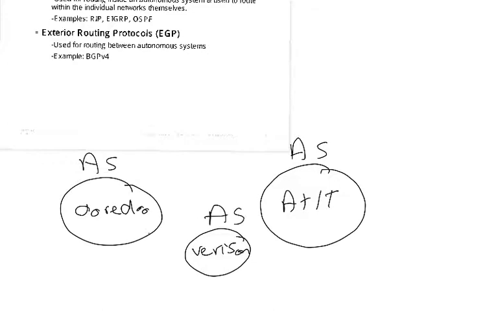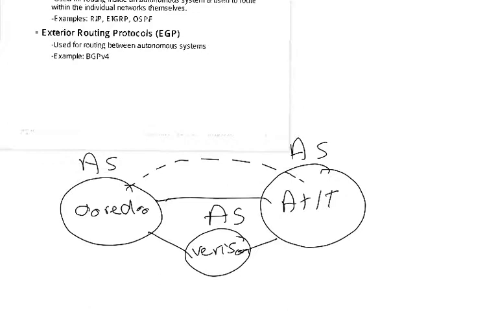Okay, and these autonomous systems are connected with each other, as if each one of them is like a router. So again, the Border Gateway Protocol will figure out if I want to send information from Ooredoo all the way to here, should I go directly through here, or should I go from this autonomous system to Verizon first and then to AT&T? Similar to the interior routing protocols.